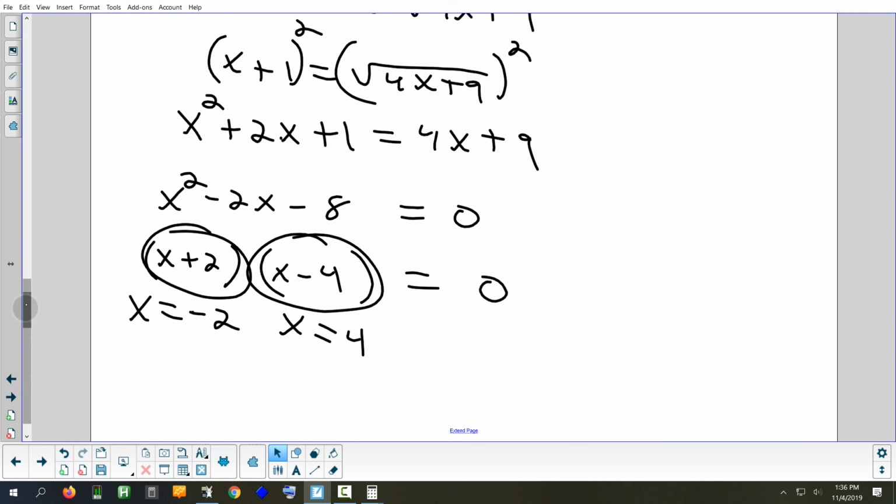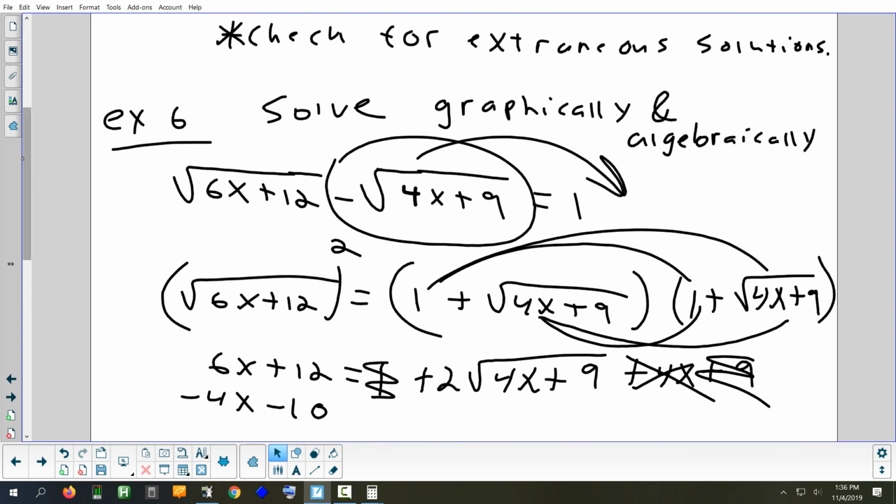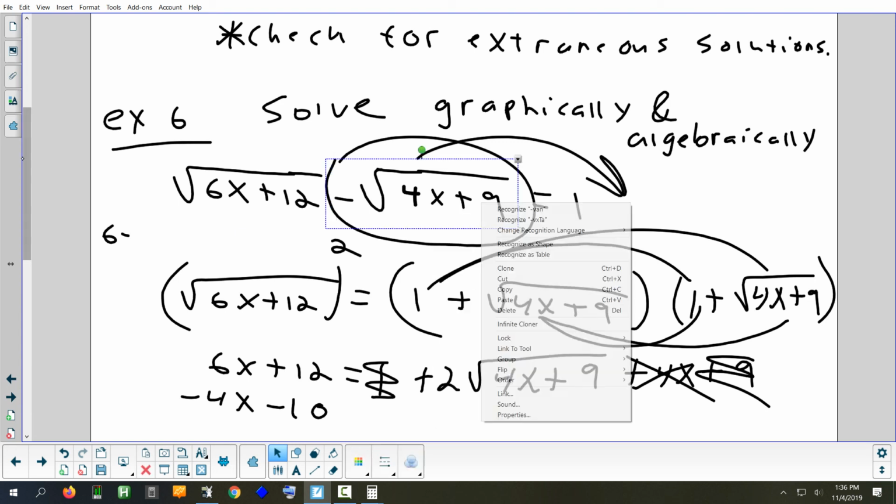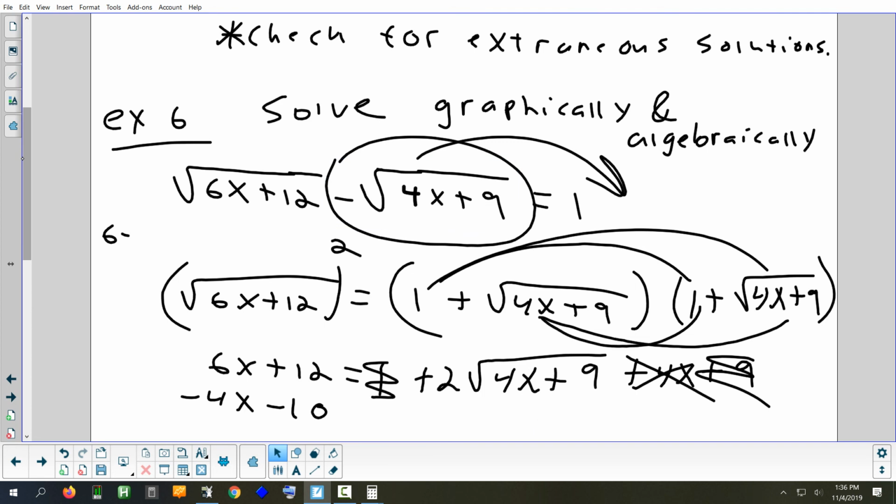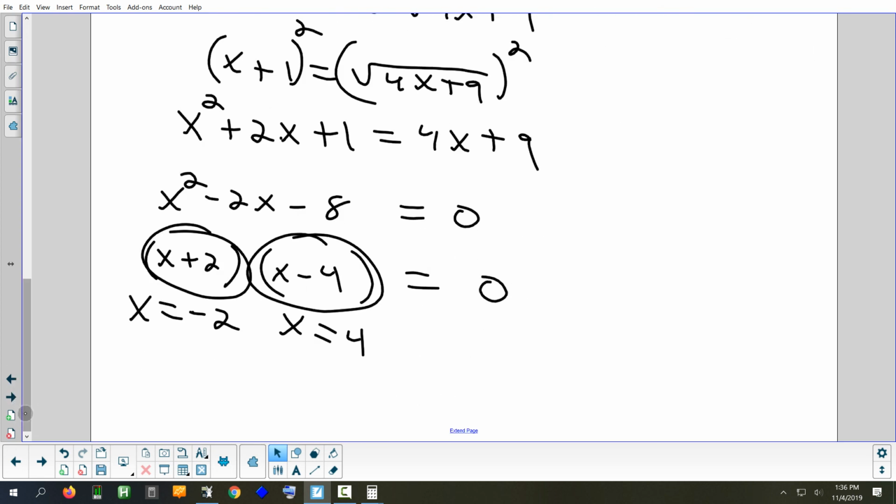I'm going to check 4 first. It's pretty easy math. What's 6 times 4? 24. Plus 12? 36. Square root? 6. 6 minus, I'm just going to put that off to the side. 4 times 4? 16. Plus 9? 25. Square root of 25? 5. Does 6 minus 5 give me what I wanted? Yeah. That's so perfect. It's so satisfying. So this one works. I'm going to circle it.